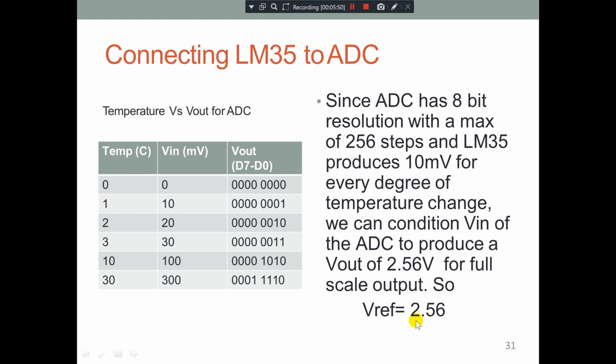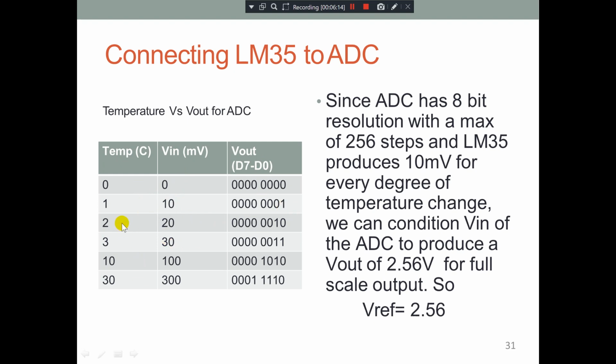So the reference voltage will be 2.56 volts. So we can condition the Vin of ADC to produce the output voltage of 2.56 volts for full scale of output. Okay. So let us say the temperature is 0 and the input voltage is 0, and Vout will be all zeros. So if the temperature is 1, if the Vin is 10, Vout will be 1.